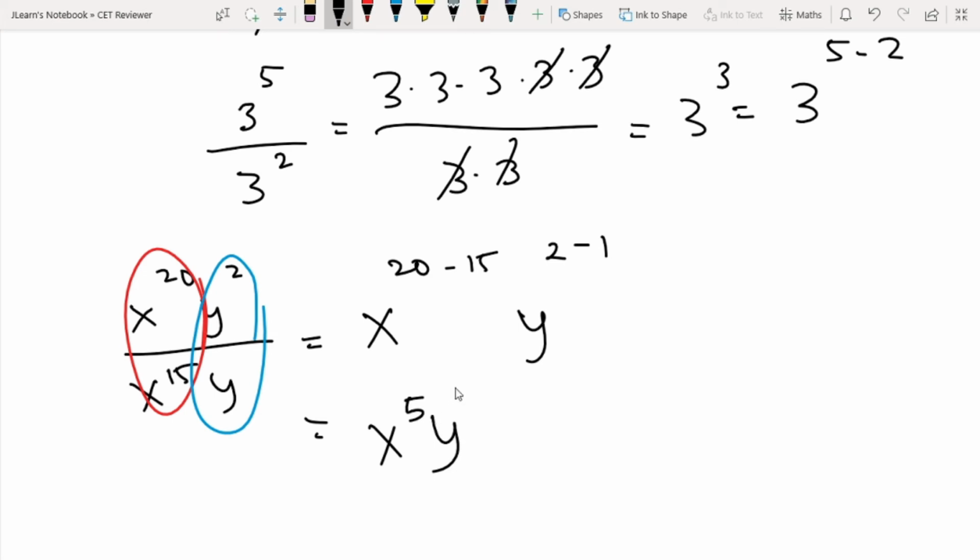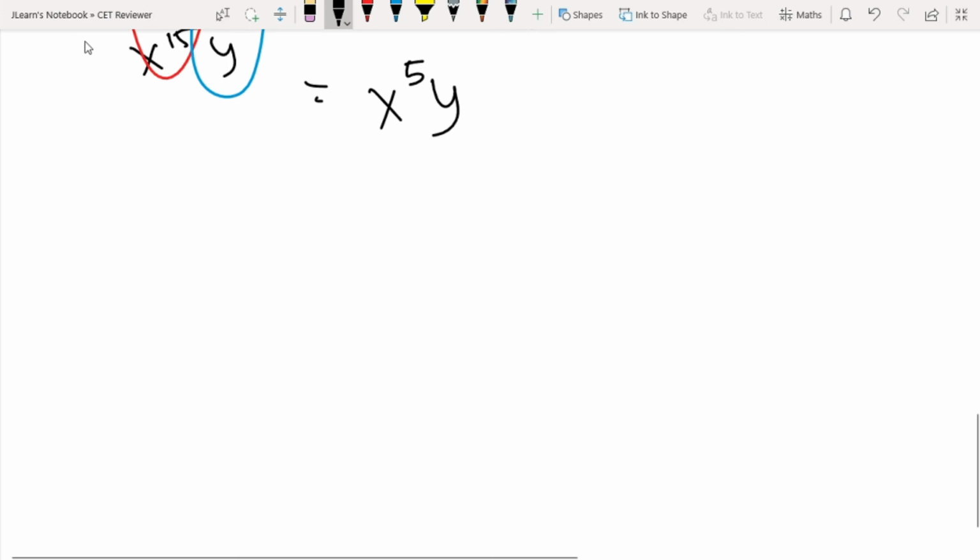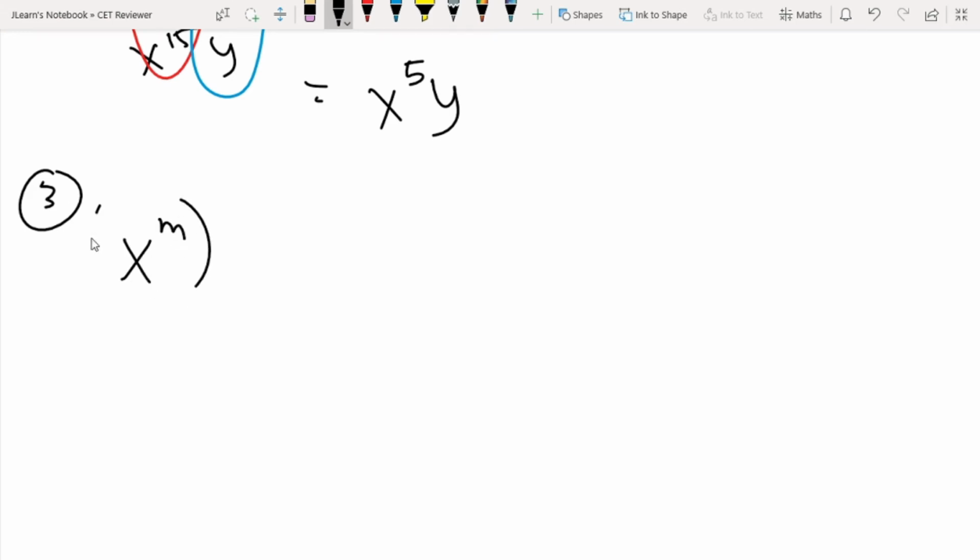Next, what if we raise an exponent to another exponent? For example, you have x to the m raised to n.